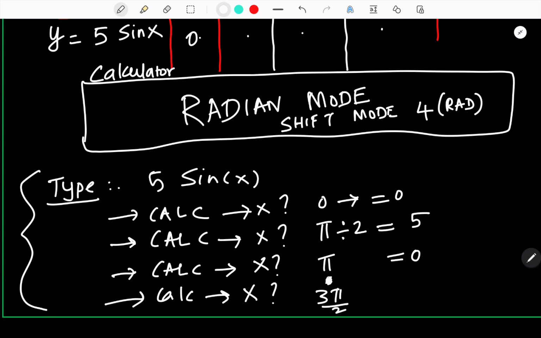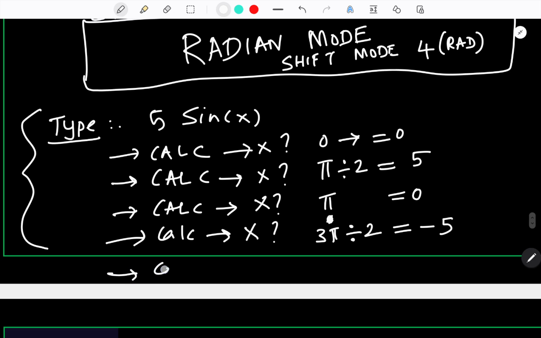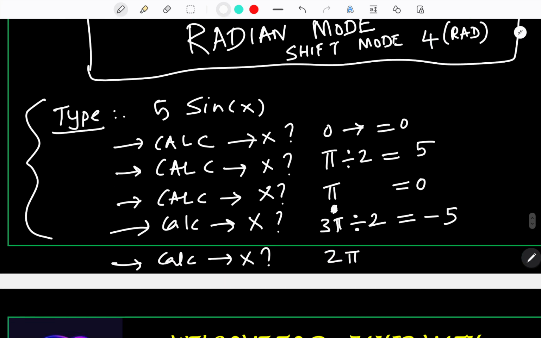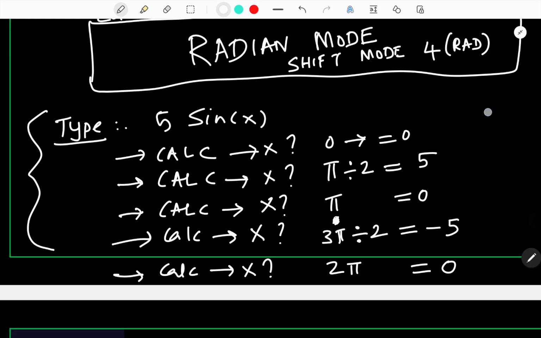So calc 3 shift pi divide by 2. How should I type, teacher? You should type like this. For example, 3 pi, this divide, 3 divide by 2 equals. Press equal sign, you will get -5. Okay, then press calc. Press x question mark, and then press the number. What is it? 2 pi. So press 2 shift pi, press equal sign, you will get 0, right?